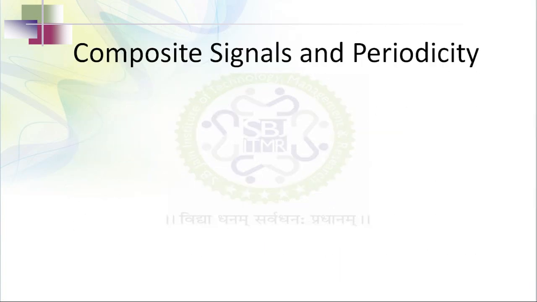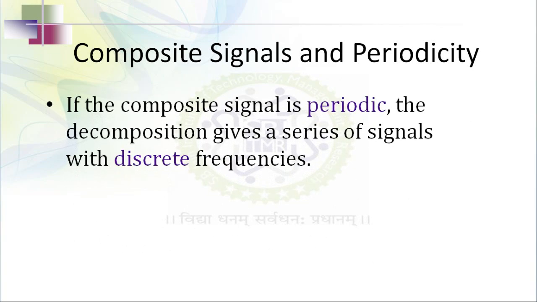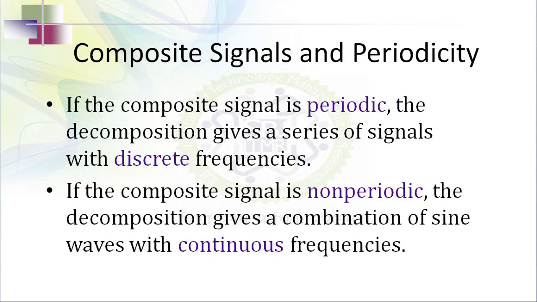Now composite signals and periodicity. सो ये व्हाट बाय दिस कंपोजिट सिग्नल ये हम लोग डिस्कस करेंगे. So the composite signal means the composition of many sine waves with different frequency, amplitude and phase. अब जनरली इसमें क्या होता है कि ये जो कंपोजिट सिग्नल होता है, it is the composition of the many signals, meaning the composition, it is the combination of the many frequencies. So here we are using that if the composite signal is periodic.